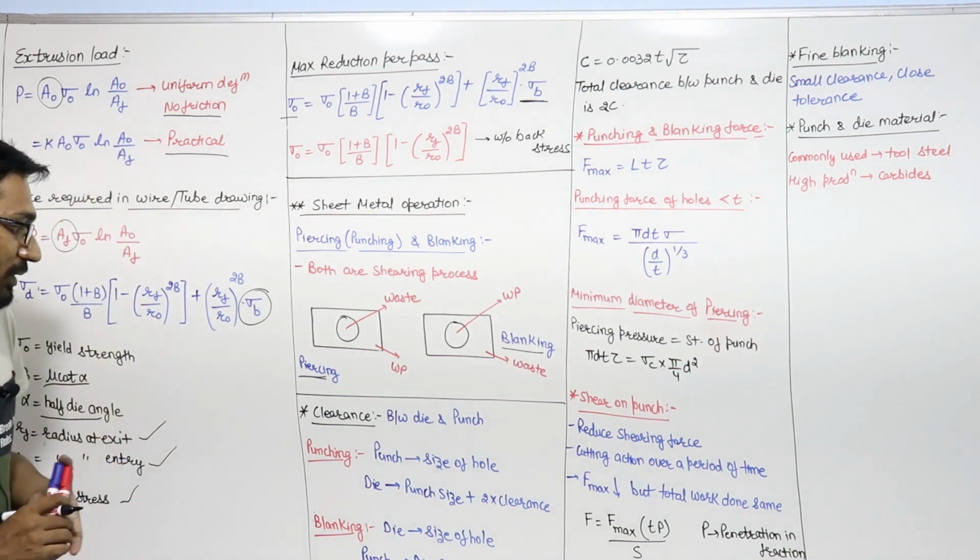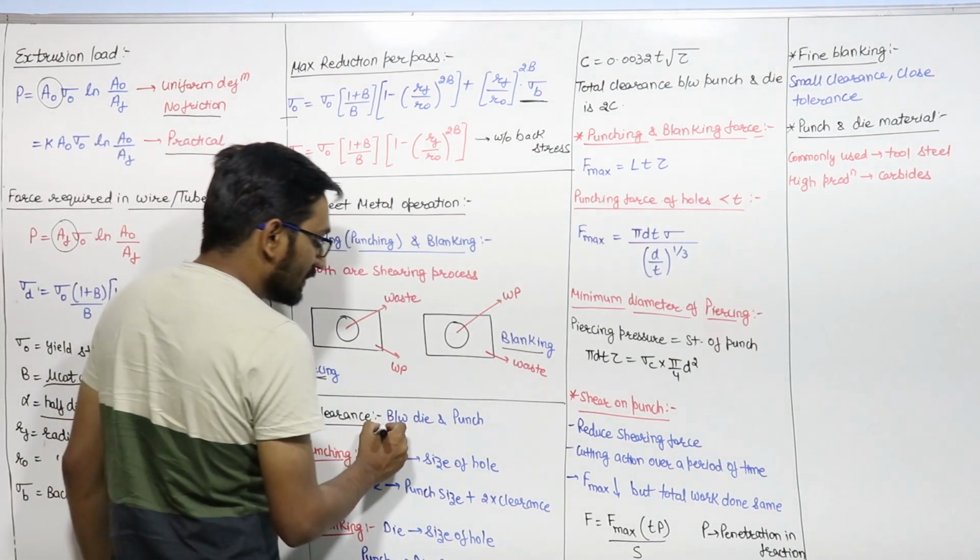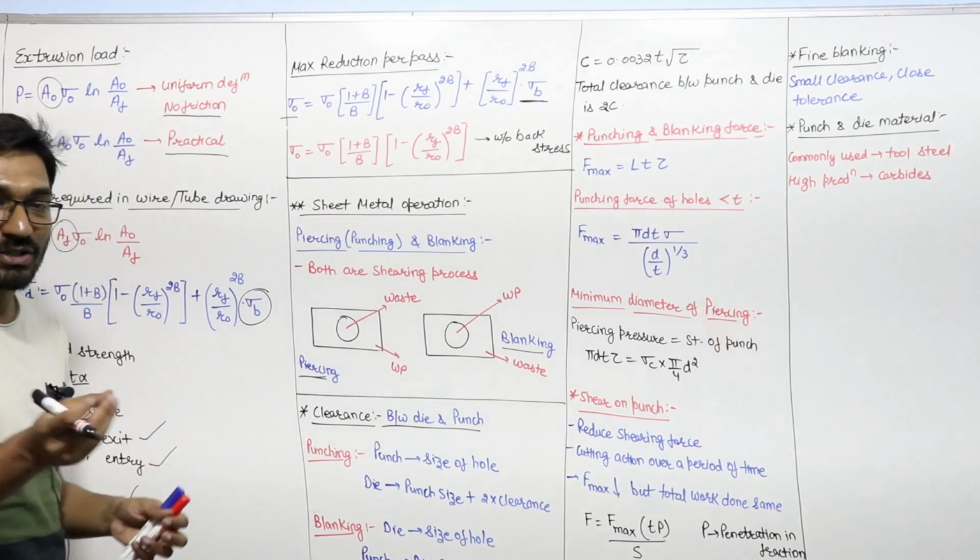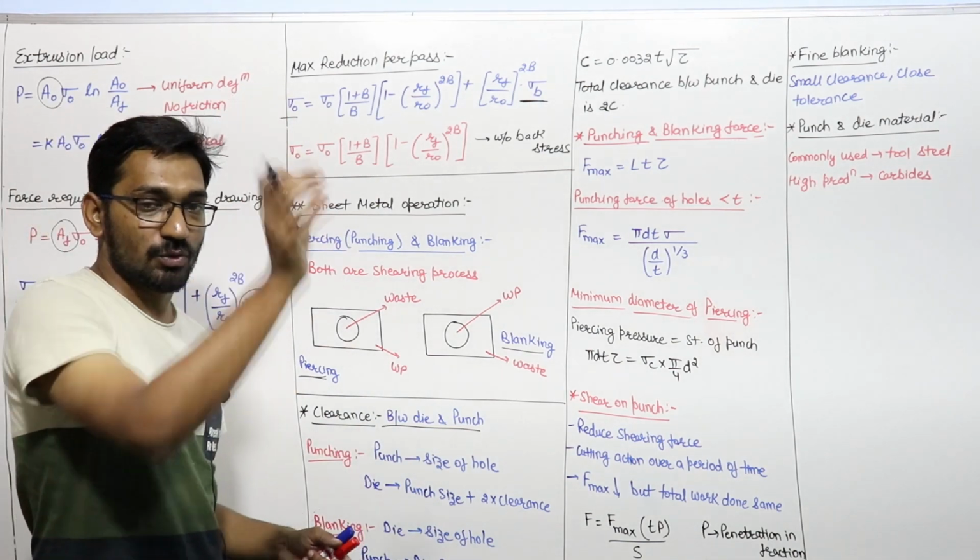Now if we talk about clearance, between the die and punch there must be some clearance to allow the punch to move.